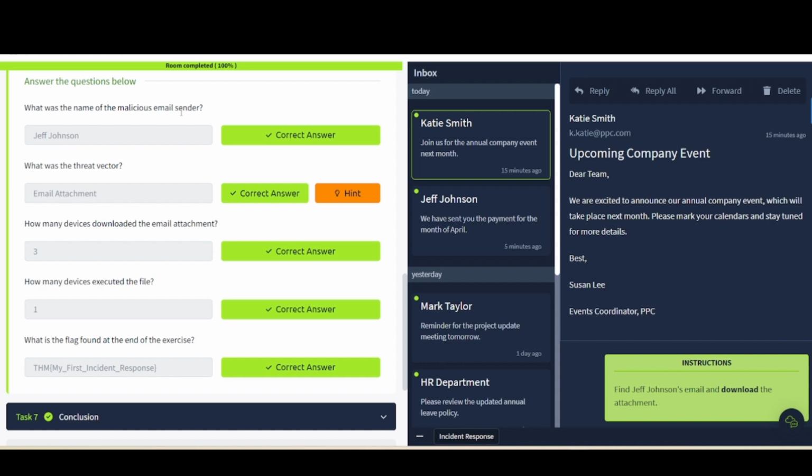What was the name of the malicious email sender? All right, so let's go ahead and follow along here. So we got Katie Smith here, upcoming company event. Dear team, we're excited to announce our annual company event, which will take place next month. Please mark your calendars and stay tuned for more details, etc., etc.